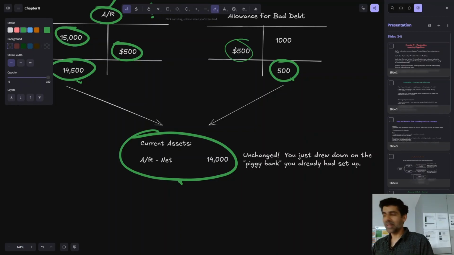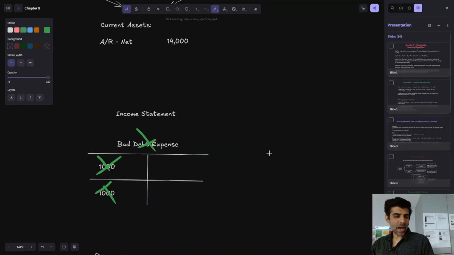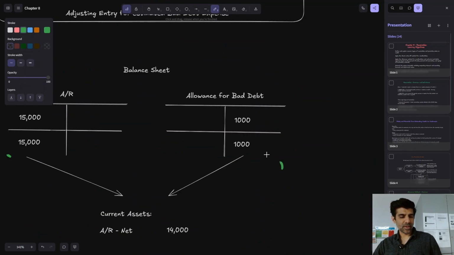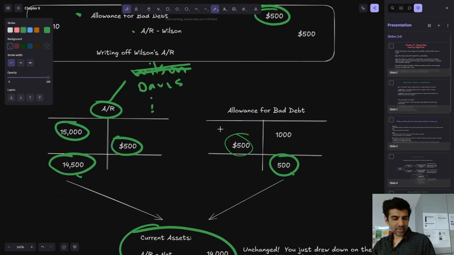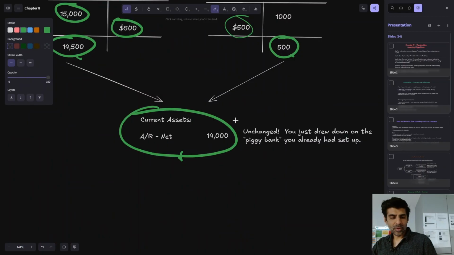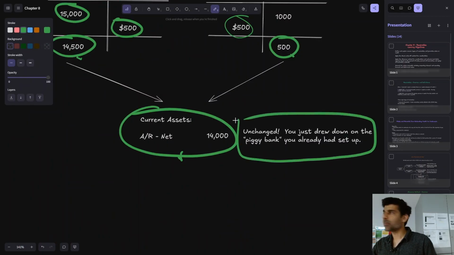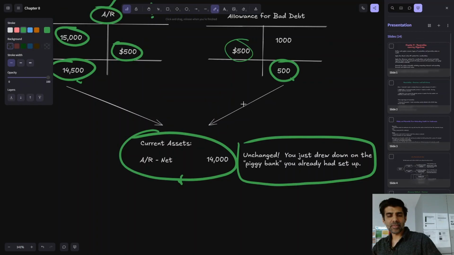It makes sense, right? Because again, back at this moment when we took the adjusting entry, we knew that some of this was going to go bad, right? We already reduced it here. So when things actually play out the way we thought, it's not unexpected. It's already baked into here. So yes, this makes sense because we just drew down on this piggy bank. We already set up losses of $1,000. So now we're actually using that piggy bank.